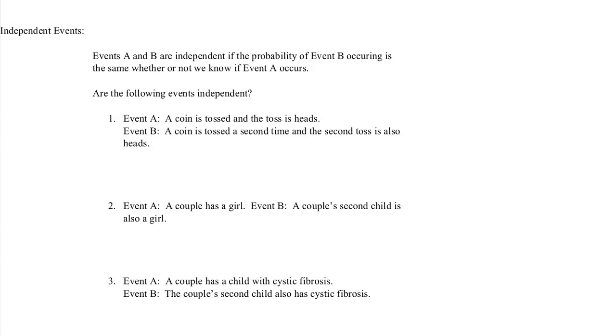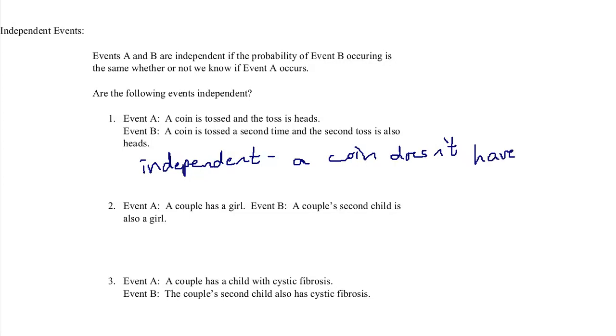These events are independent because a coin doesn't have memory. It doesn't know what it got on its first toss. Every toss is independent. It doesn't matter how many times you get heads. Every time you toss that coin, the probability of heads is 50% and the probability of tails is 50%. That coin doesn't have a memory.